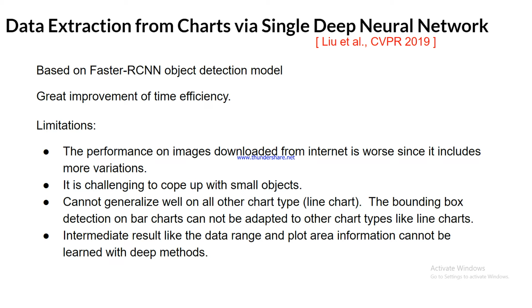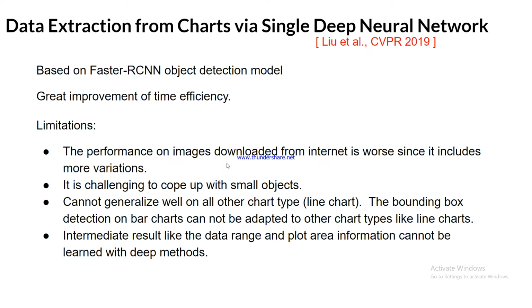Also, data extraction from chart images by a single deep neural network only works for bar charts and pie charts. When it comes to line charts, it cannot generalize to all types of charts, because the bounding box information detection on bar charts cannot be adapted to other chart types like line charts. Also, some intermediate results like the data range and plot area information cannot be learned with this deep method.